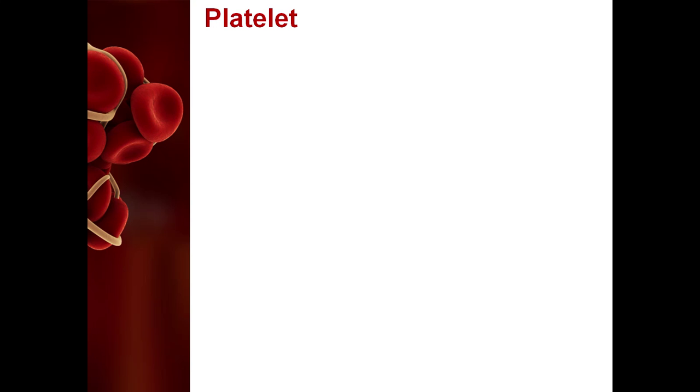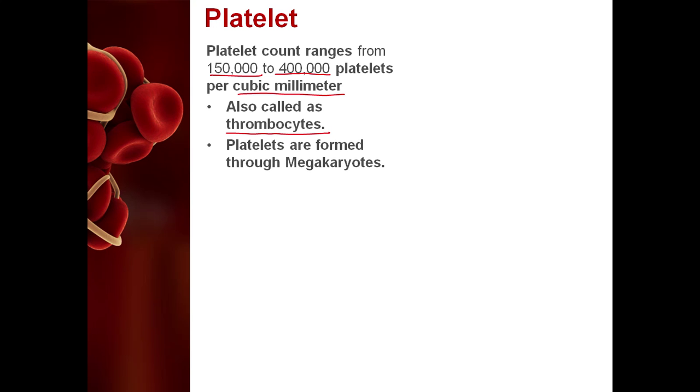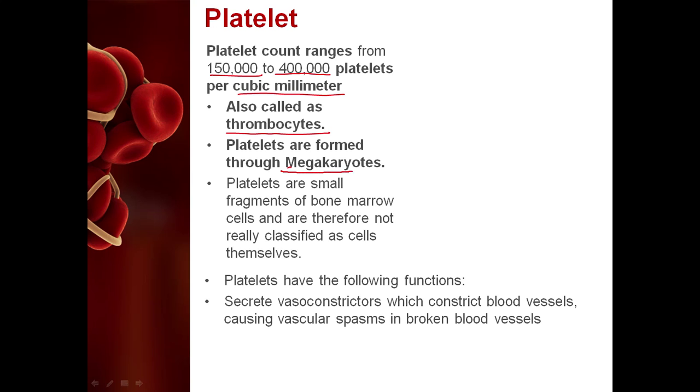Now come to the platelets, right? Platelets are fragments which are suspended in the plasma. Here, this is the range of the platelets per cubic millimeter. They are also called thrombocytes and they are formed from the megakaryocytes in the bone marrow. Platelets are small fragments of bone marrow cells and therefore they are not classified as cells.